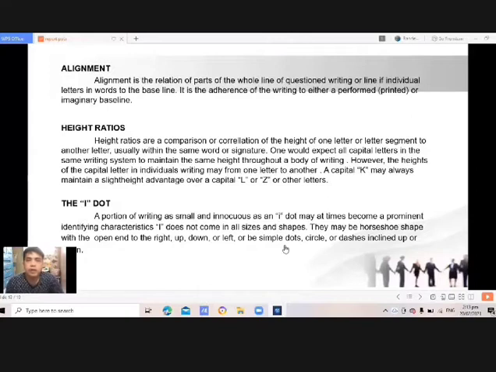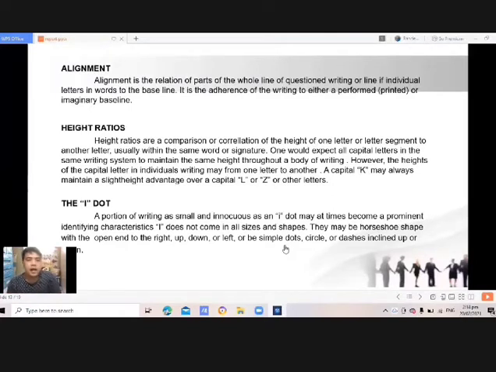Ang height ratios po ay isang paghahambing ng taas ng isang sulat. Dapat may mas malaki, may maliit. Yan yung comparison, yung paghahambing ng letra. Yung may malaki, may sobrang laki, tapos may sobrang liit din na hindi mo pwedeng pagparehasin ang laki.